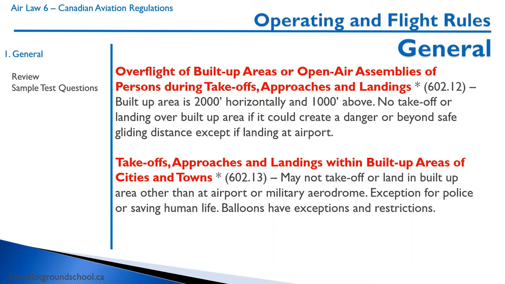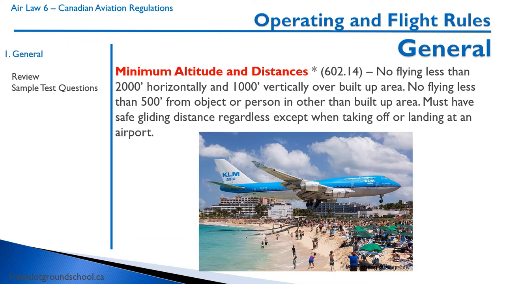So just to further clarify, over a built-up area, it must be more than 2,000 feet horizontally and 1,000 feet vertically. And in places other than a built-up area, you have to be more than 500 feet from any person or object. However, if you're not in a built-up area, there is an exception for takeoff and landing.